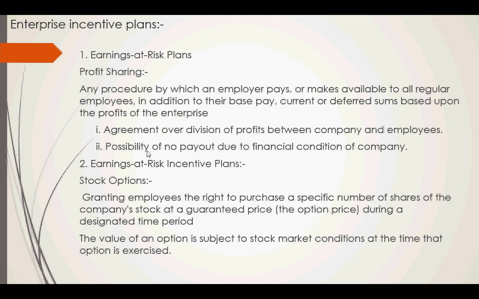Second, the possibility of no payout due to the financial condition of the company. Suppose there is a financial crisis in the company, what about the incentives for the employees? No incentives at all. So this is one of the demerits of earnings at risk plans. Number two, earnings at risk incentive plan. Stock options. Granting employees the right to purchase a specific number of shares of the company's stock at a guaranteed price during a designated time period.